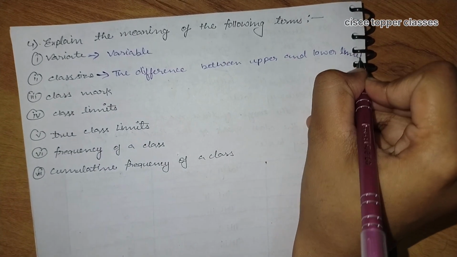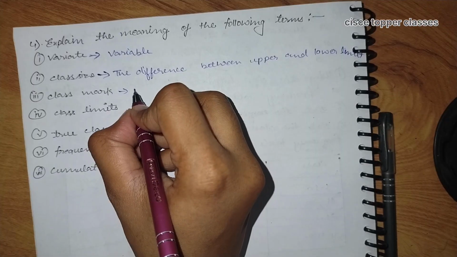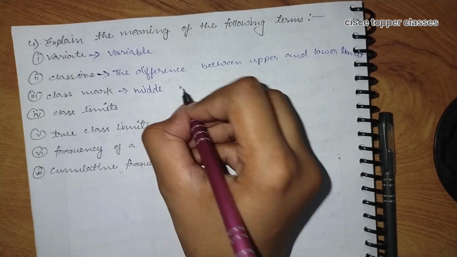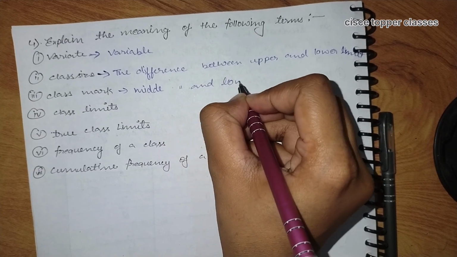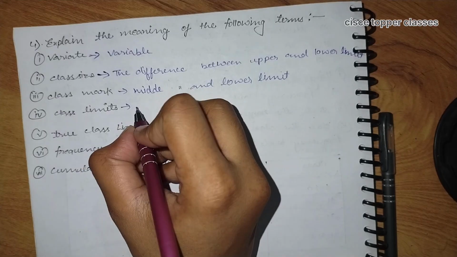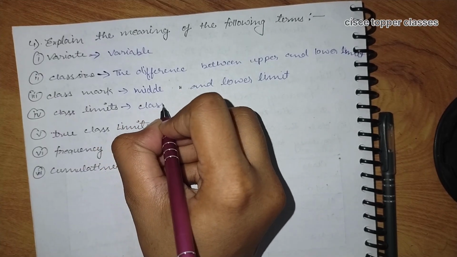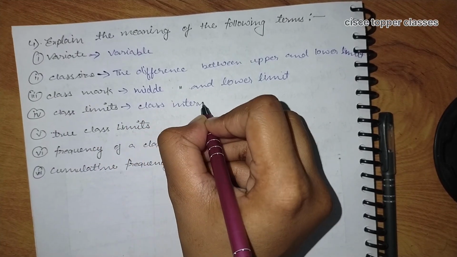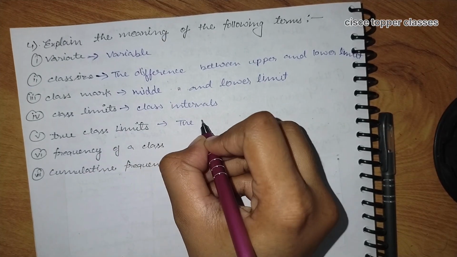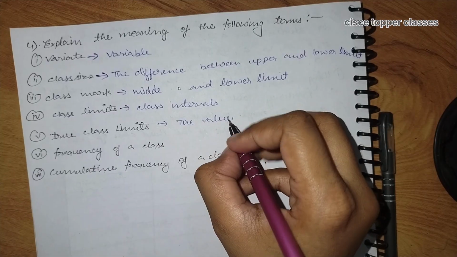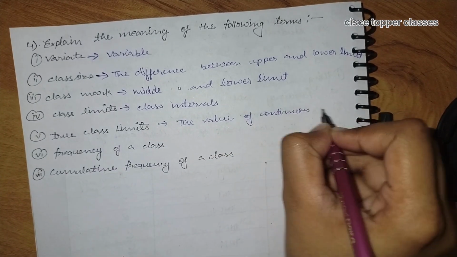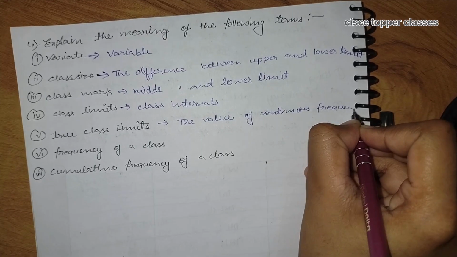of any class. And if we want to write for class mark, this is the middle value between the upper limit of any class and the same thing lower limit. If we want to write the class limit, it means class intervals. And true class limits are the values of the limits of a continuous frequency distribution.